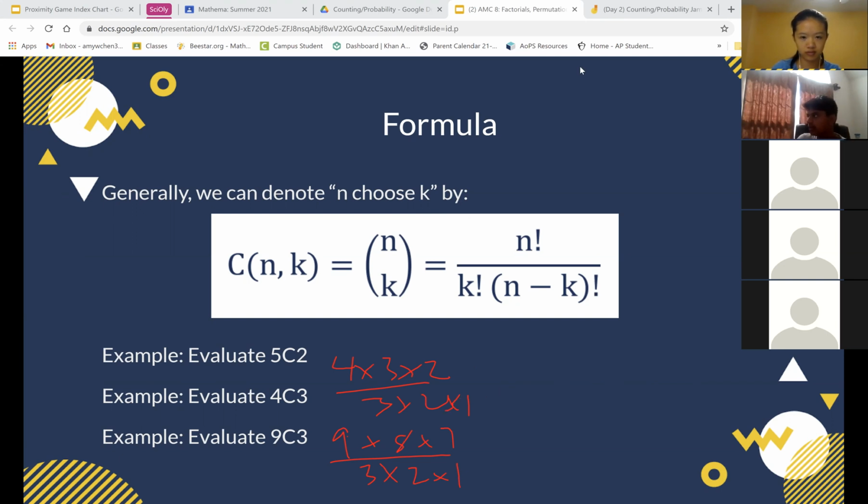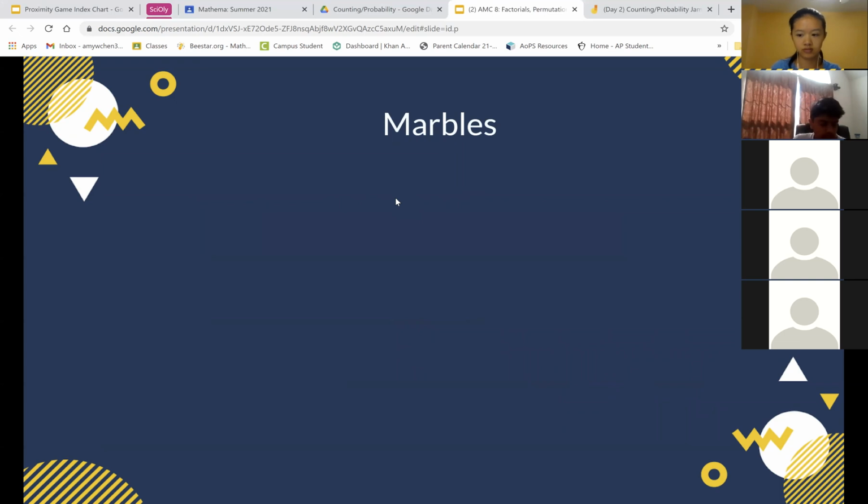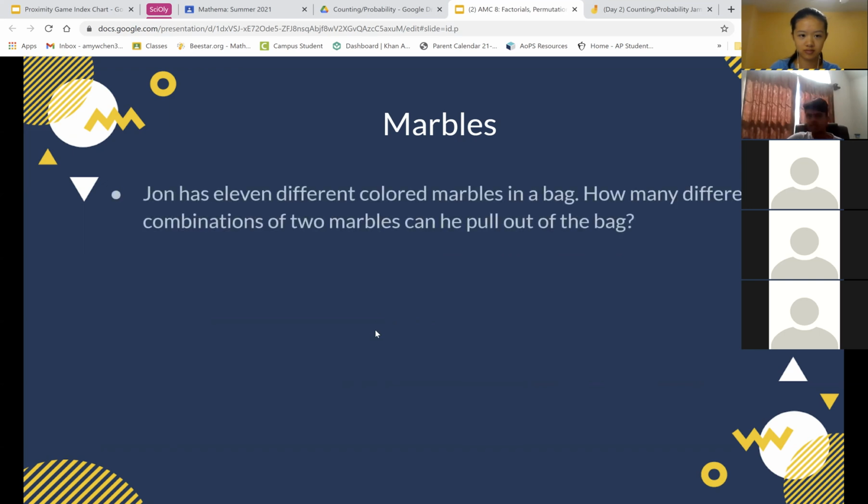So we're actually going to try some more combination problems. You're going to see marbles a lot. There are a couple of common objects you're going to see throughout these math competitions. Those include dice, cards, and marbles, which you're going to see a lot in probability and combinations questions. So we can go over this marble question.